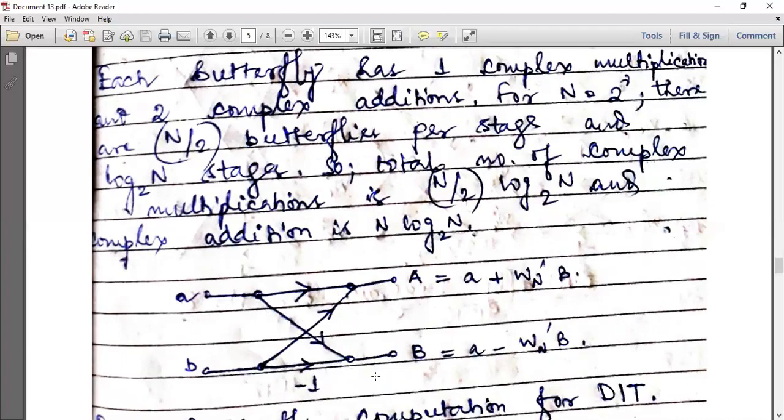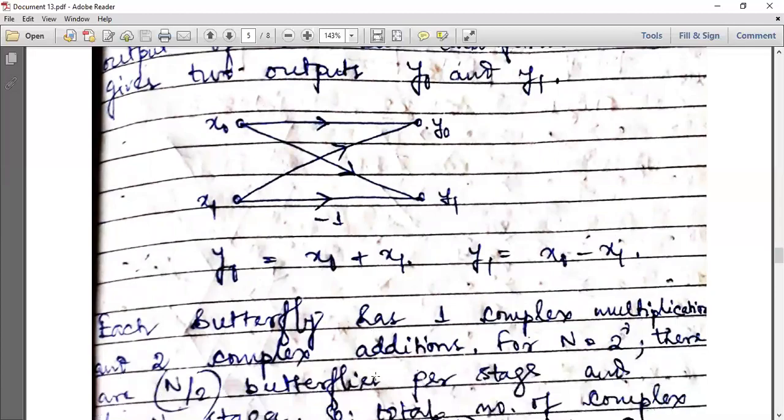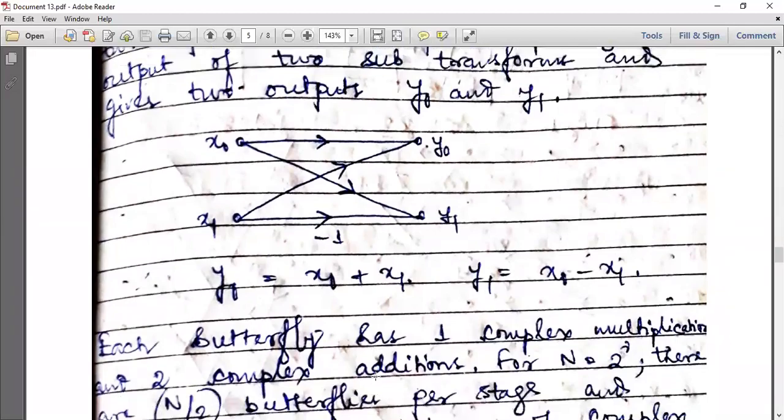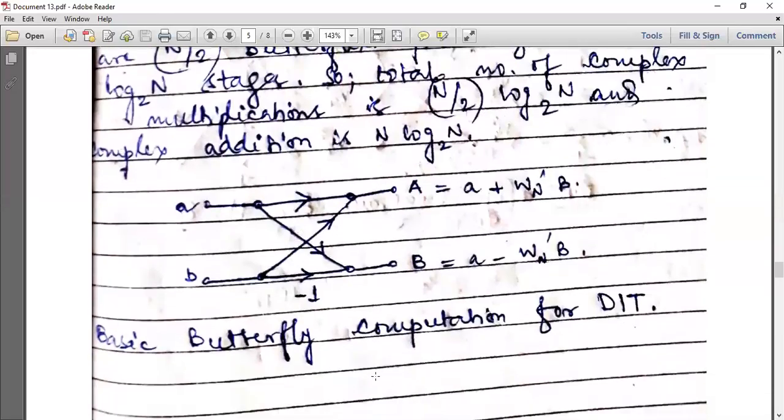Now, one more thing. Don't think that in the previous butterfly diagram we have not included the twiddle factor. We have to include the twiddle factor. There I just showed you the operation of a butterfly. But in general, you always have to multiply the twiddle factor. Clear? So this is the basic butterfly computation for decimation in time. This is how we frame the equations from a butterfly diagram.